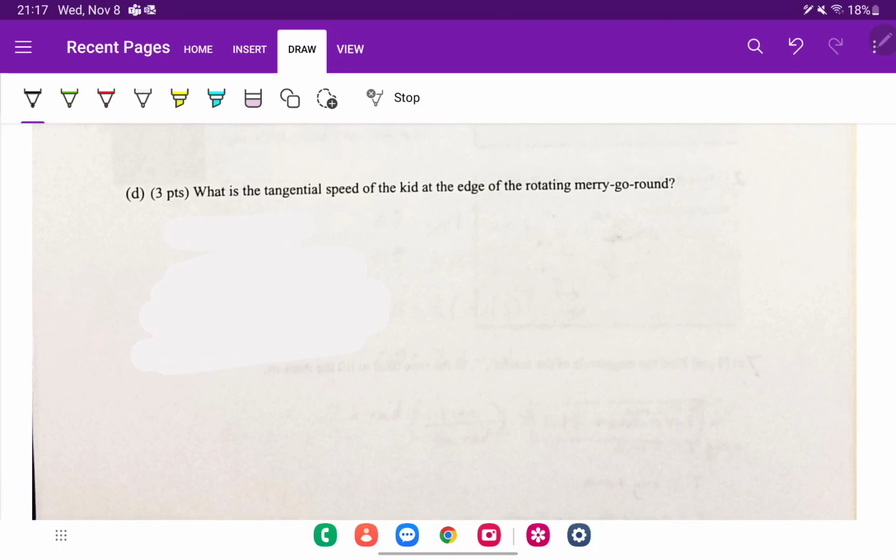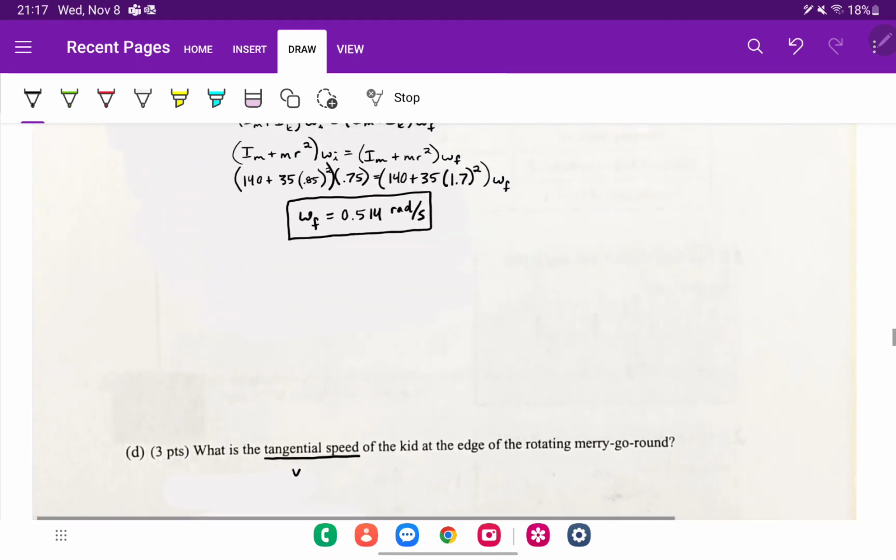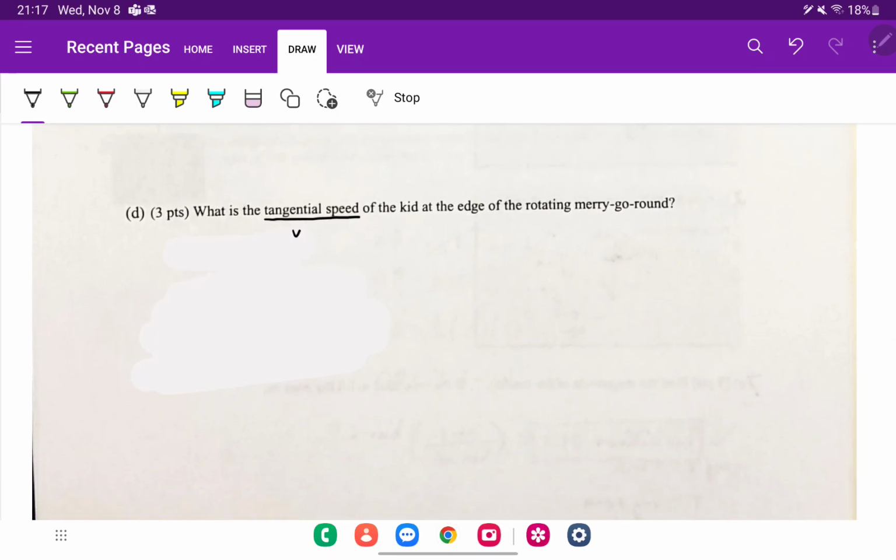Okay, last part is part D. This one should go pretty quickly. What is the tangential speed of the kid at the edge of the rotating merry-go-round? So whenever it asks for tangential speed, this is now referring to V instead of omega. Whenever you see angular speed, that's omega. Tangential speed is V. So we figured out our omega final in part C, and now it's just asking for tangential speed at the edge of the rotating merry-go-round.